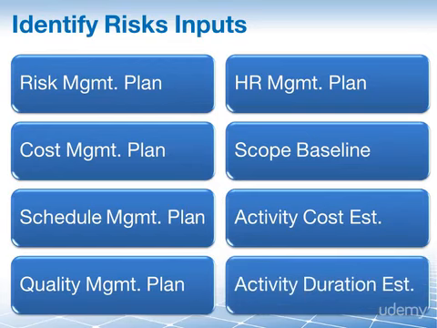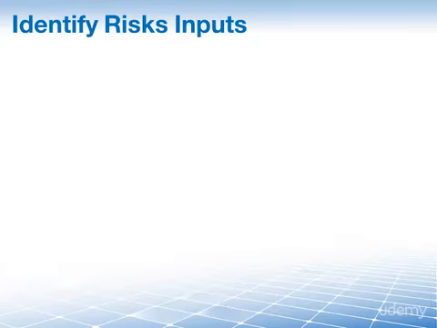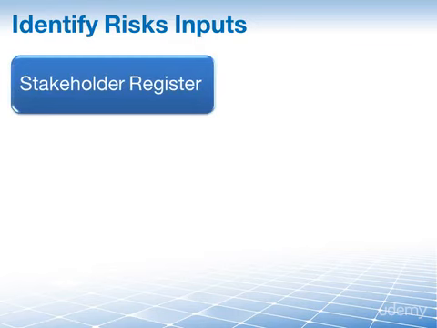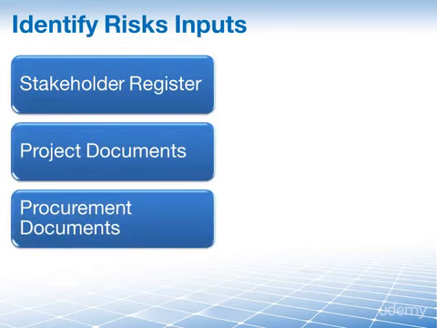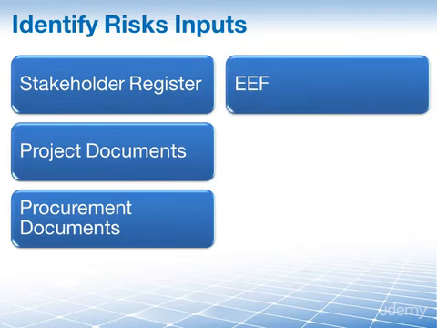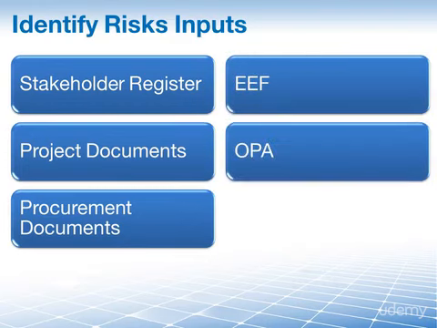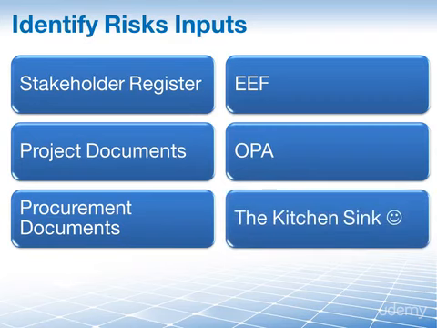But those aren't all, because we couldn't squeeze all 13 onto one slide. So moving right along, we also have the Stakeholder Register, various project documents, the procurement documents, the enterprise environmental factors, our organizational process assets, and finally the kitchen sink. Well, no, I just added that to make sure that you were still paying attention here.